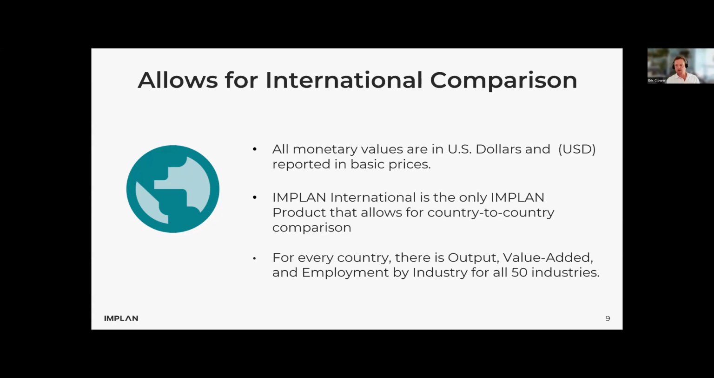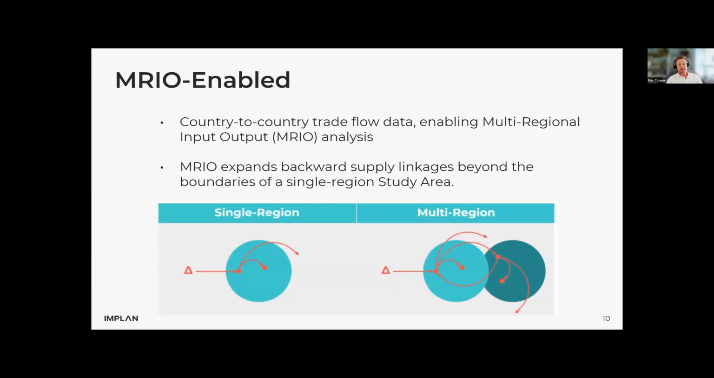In addition, and this I think goes back to the comprehensiveness of the data set, the data set is complete for all 80 countries in the set. There is output, value added, and employment by industry for all of our countries. So this gives you a really rich tool for apples-to-apples comparisons about how these global economies look side by side.